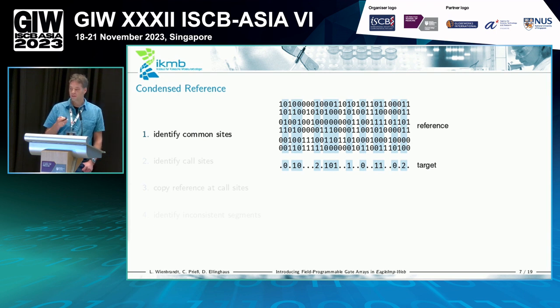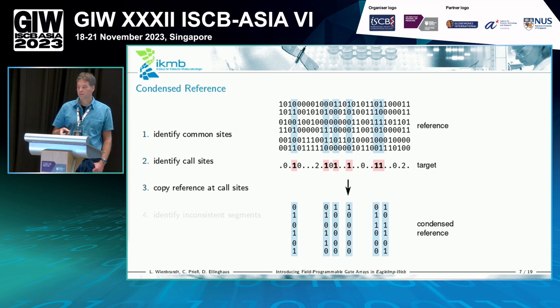So first thing, what is this condensed reference? Well, it's quite easy. We have a target sequence of genotypes and we have the reference haplotype sequences. Firstly, we identify which sites are common. And within these common sites, we take off the call sites, which are the heterozygous genotypes, because these are the sites where we need to put the phasing on, because of course for the homozygous sites there's no phase.